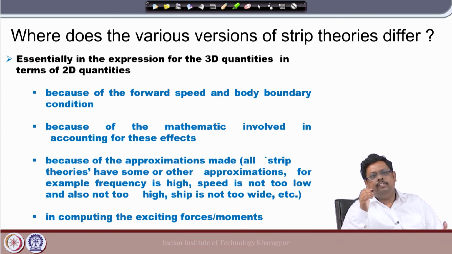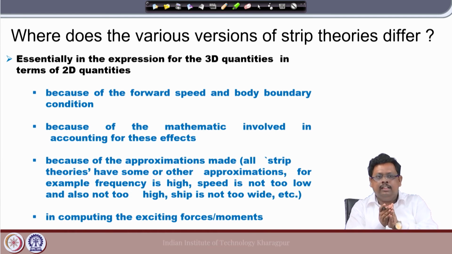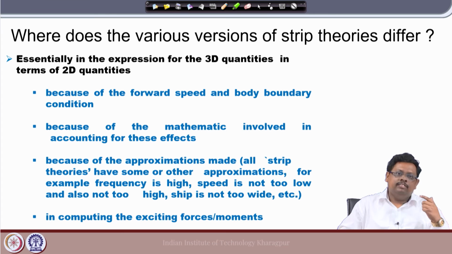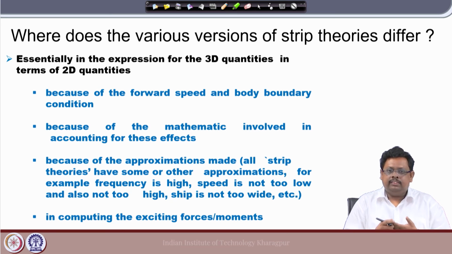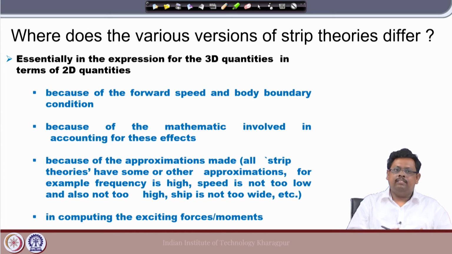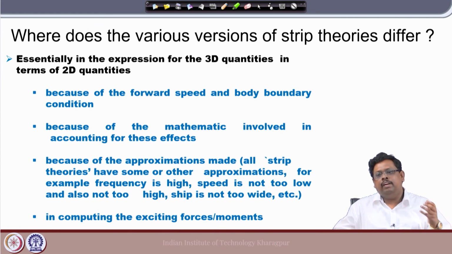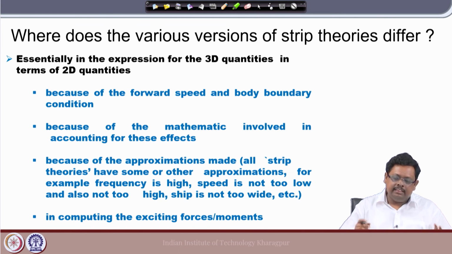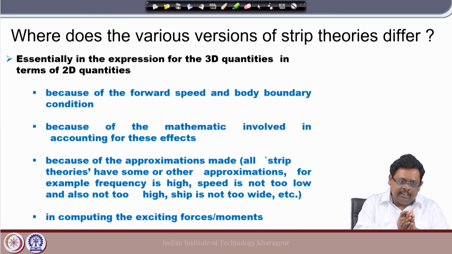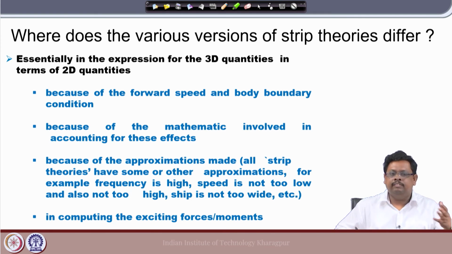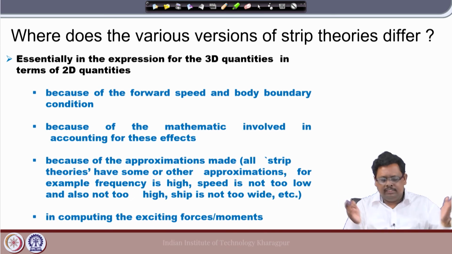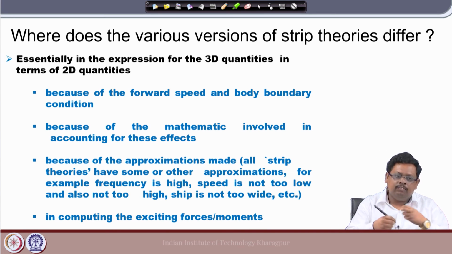So, where do these various versions of the strip theory differ? First is accounting for the forward speed, how I can take care of the forward speed. There are different theories available for that. Now, if you account for it in a different way, then your mathematical derivation is also different, right. So these are the differences, that's how different strip theories exist, because of the incorporation of the forward speed.